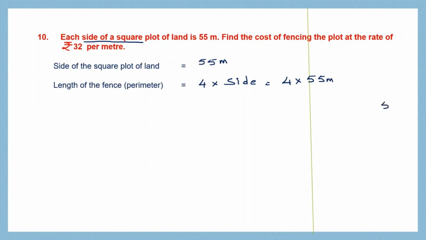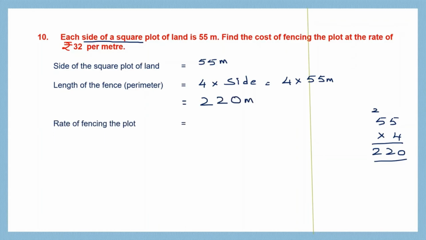So let's multiply 55 into 4. So 4 fives are 20, carry 2. Again 4 fives are 20 plus 2, 22. So we've got 220. So the length of the fence we have found to be 220 meters. Now we've been asked to find the cost, isn't it? So the rate of fencing is important. You have to write that next. So that is 32 rupees per meter.